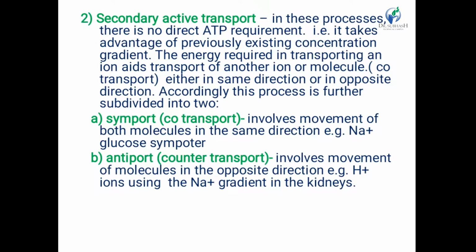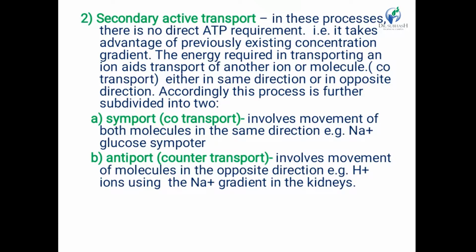Second is secondary active transport. In this process, there is no direct ATP requirement. It means it takes advantage of a previously existing concentration gradient. The energy required in transporting one ion aids transport of another ion or molecule. It means co-transport, either in the same direction or in the opposite direction.